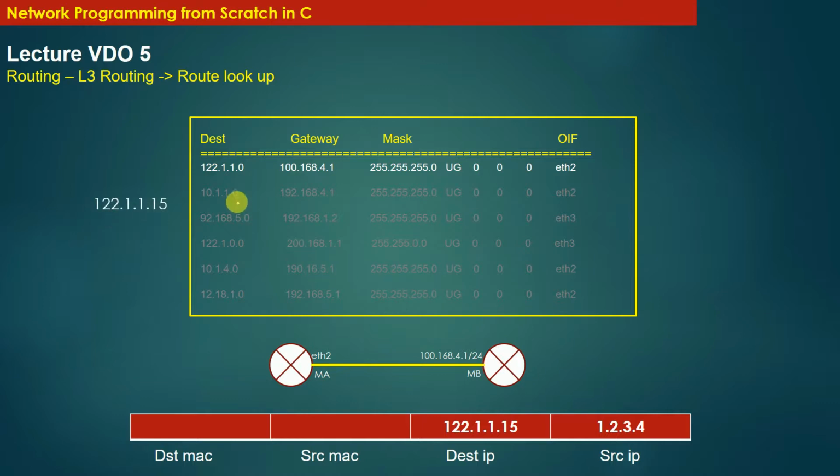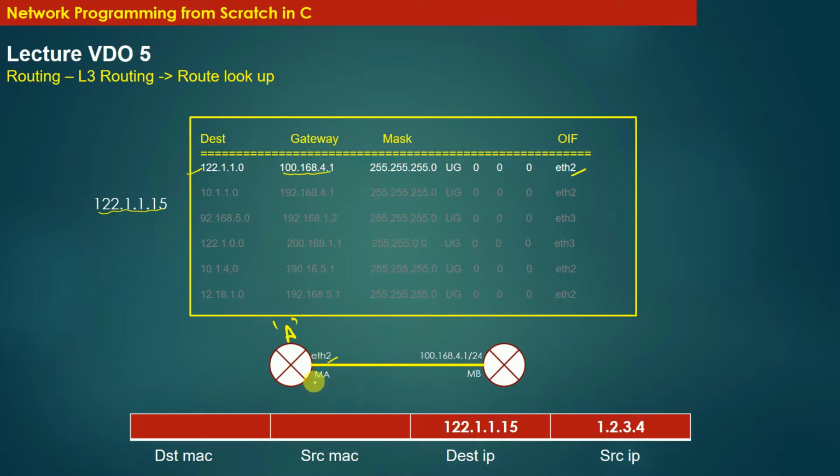Now, we have already discussed that the first entry in a routing table matches when the input to the routing table is the IP address 122.1.1.15. So let us say that the router which is doing this lookup is router A. By doing this lookup, router A would know that the outgoing interface is Ethernet 2, and the next hop or the gateway IP address is 100.168.4.1.